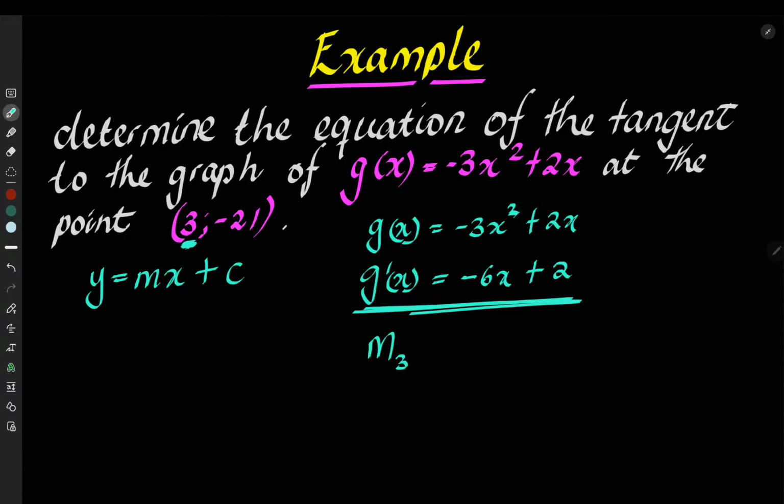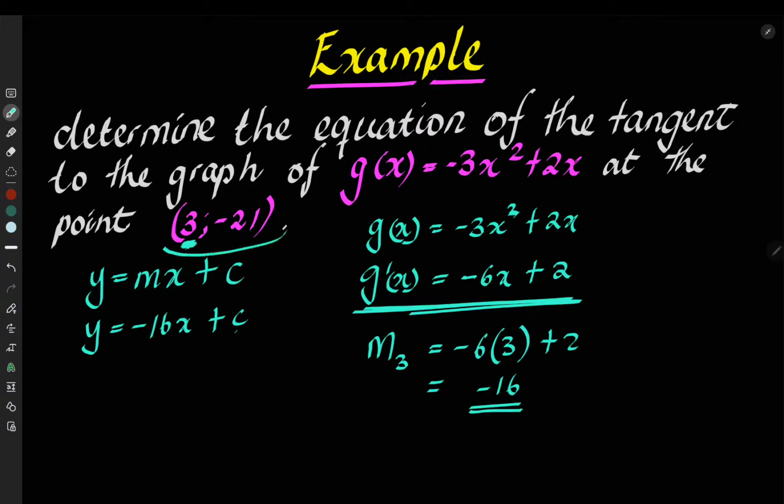So that will be m at 3 will be equal to negative 6, bracket, we substitute the x value, then plus 2. And that will give us negative 16. So that tells us the gradient of the tangent at (3, negative 21) is negative 16. So now we have the gradient. We just substitute the gradient in here, and that will be y equals negative 16x plus c. Now we want to find the value of c. To find the value of c, we just substitute the whole point. This is the point of intersection of a tangent and a curve.